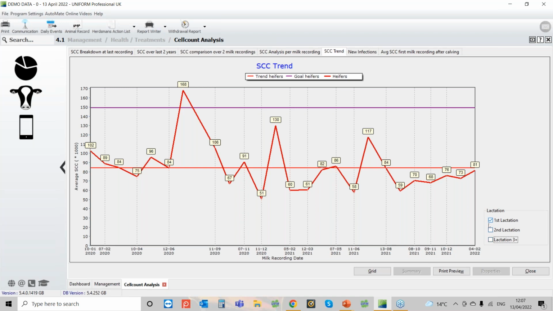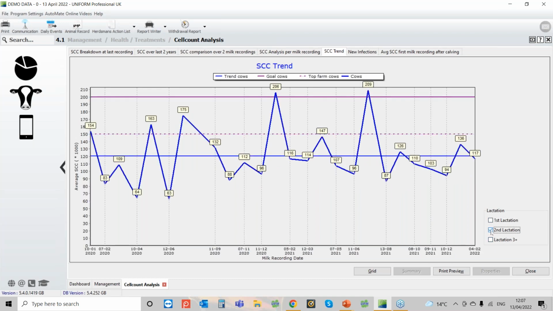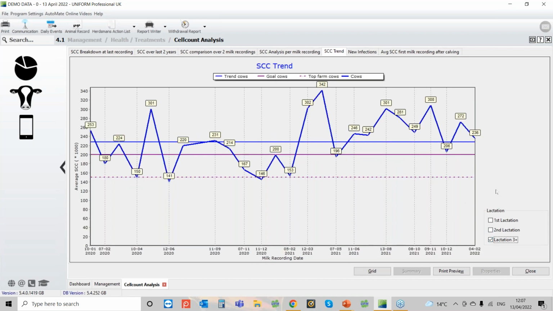So if we take the first calvers out, let's have a look at the second lactation animals. In second lactation, I set the target at 200. Ideally, we want it below 150. For the second calvers here, we can see that the trend is 120. So the trend is looking good, but we can see there's a couple of spikes there. So we'll take that out and then go to the older cows.